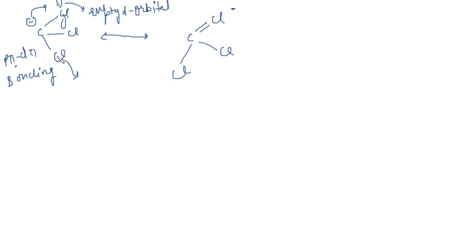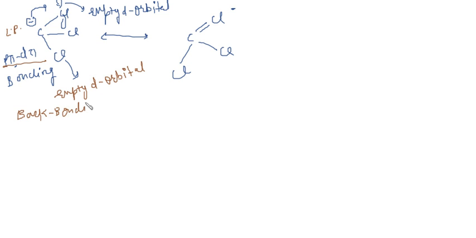it has empty d orbital, and it is p orbital electron. The lone pair is in p orbital. So again it is called p pi d pi bonding. It is also called back bonding.